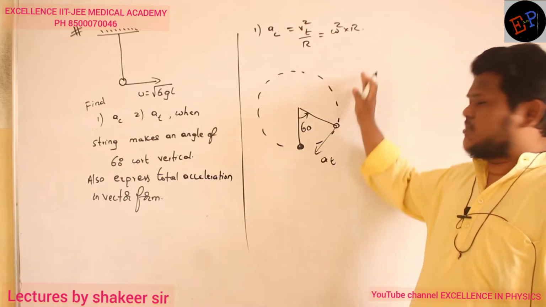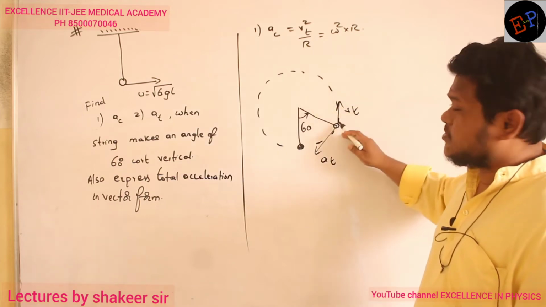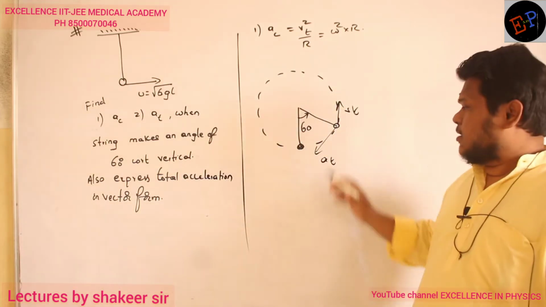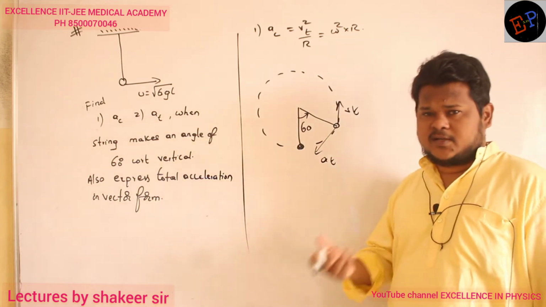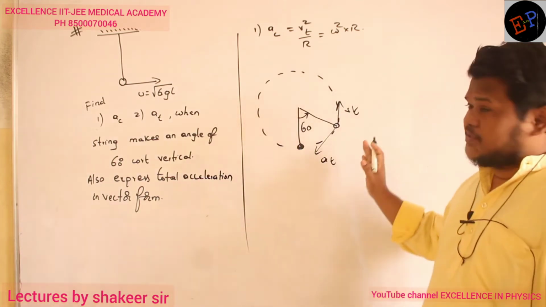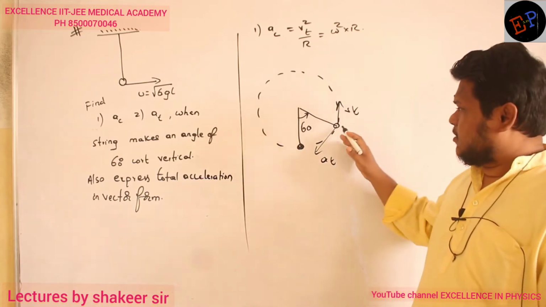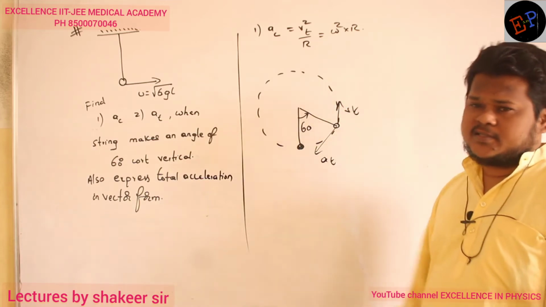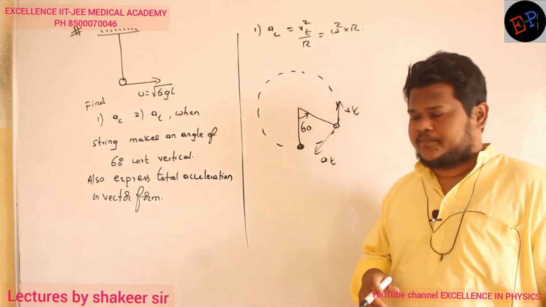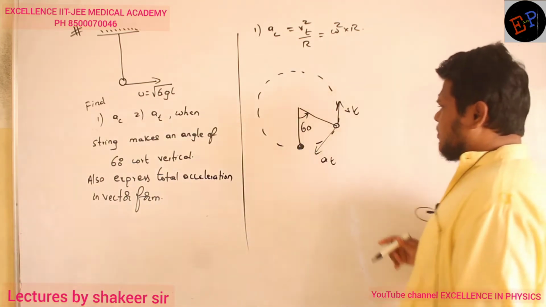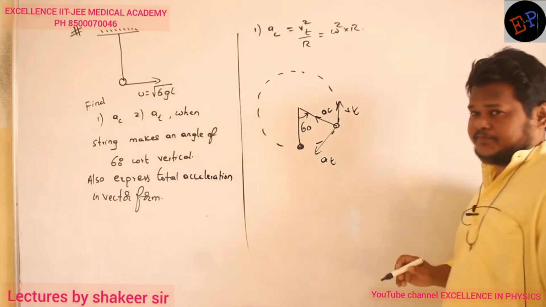The body is trying to move in this direction, so tangential velocity is in this direction and acceleration is in the opposite direction, because speed is reducing. Already we discussed: if speed is increasing, then velocity and acceleration are in the same direction. But here velocity is in one direction and acceleration in the opposite direction, because velocity is reducing. Now, what about centripetal acceleration? It will be towards the center of the circle.